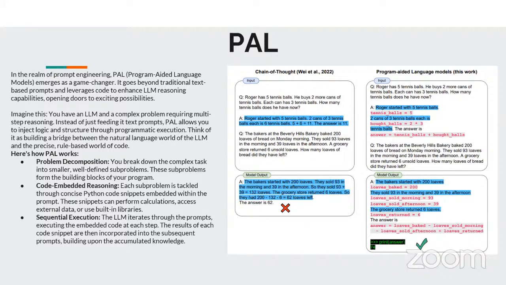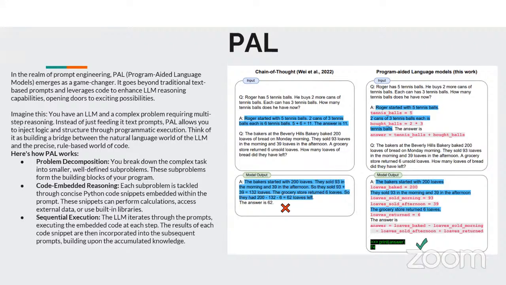Sequential executions. Here, the language model follows the prompts, running the code at each step. The results from each code snippet help inform the next steps, building a complete solution piece by piece. Like here, this is an example of chain of thought, and this is an example of problem-aided language models. Here, in the first question, both are giving correct answers, right?